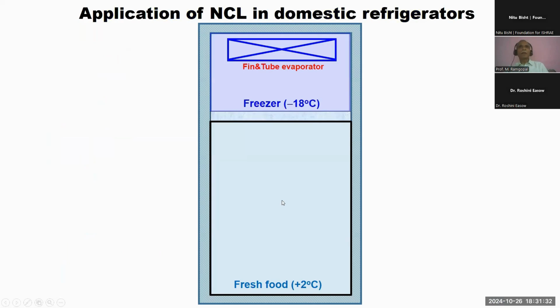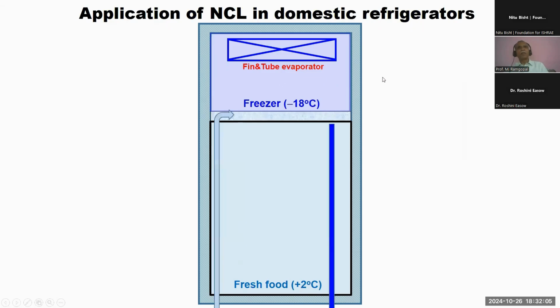This is another potential application, which is of course not yet evaluated. You are aware of the domestic refrigerators, typically a two-door refrigerator where we keep the freezer at the top and the fresh food compartment at the bottom. Normally, a freezer is maintained at about -18 degrees and the fresh food at about +2 degrees. And most of the small systems have a single evaporator and a single compressor. The evaporator, which will be operating at very low temperature, is typically kept in the freezer compartment.